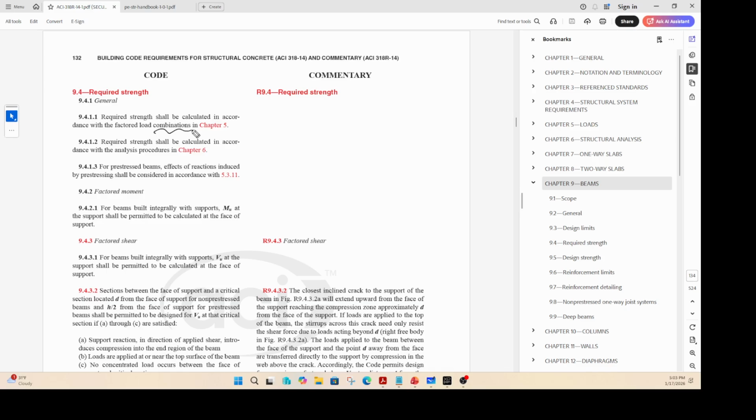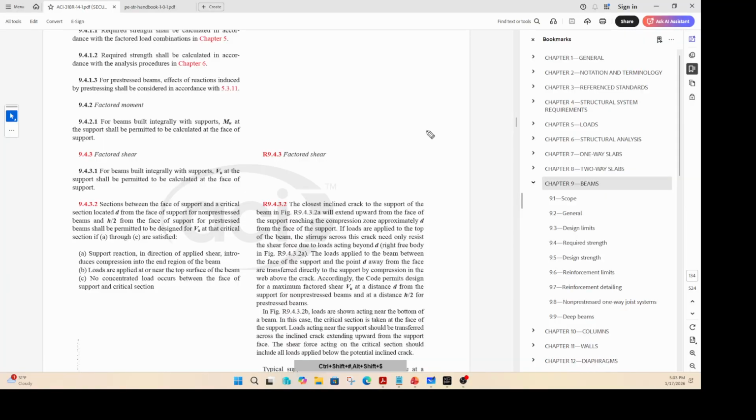You have to size the section based on the load combinations and not the load cases, right? Required strength, how strong the beam is, you have to calculate it in accordance to this particular section. We'll get into all those details, right? So that is about chapter 6, which is about structural analysis.